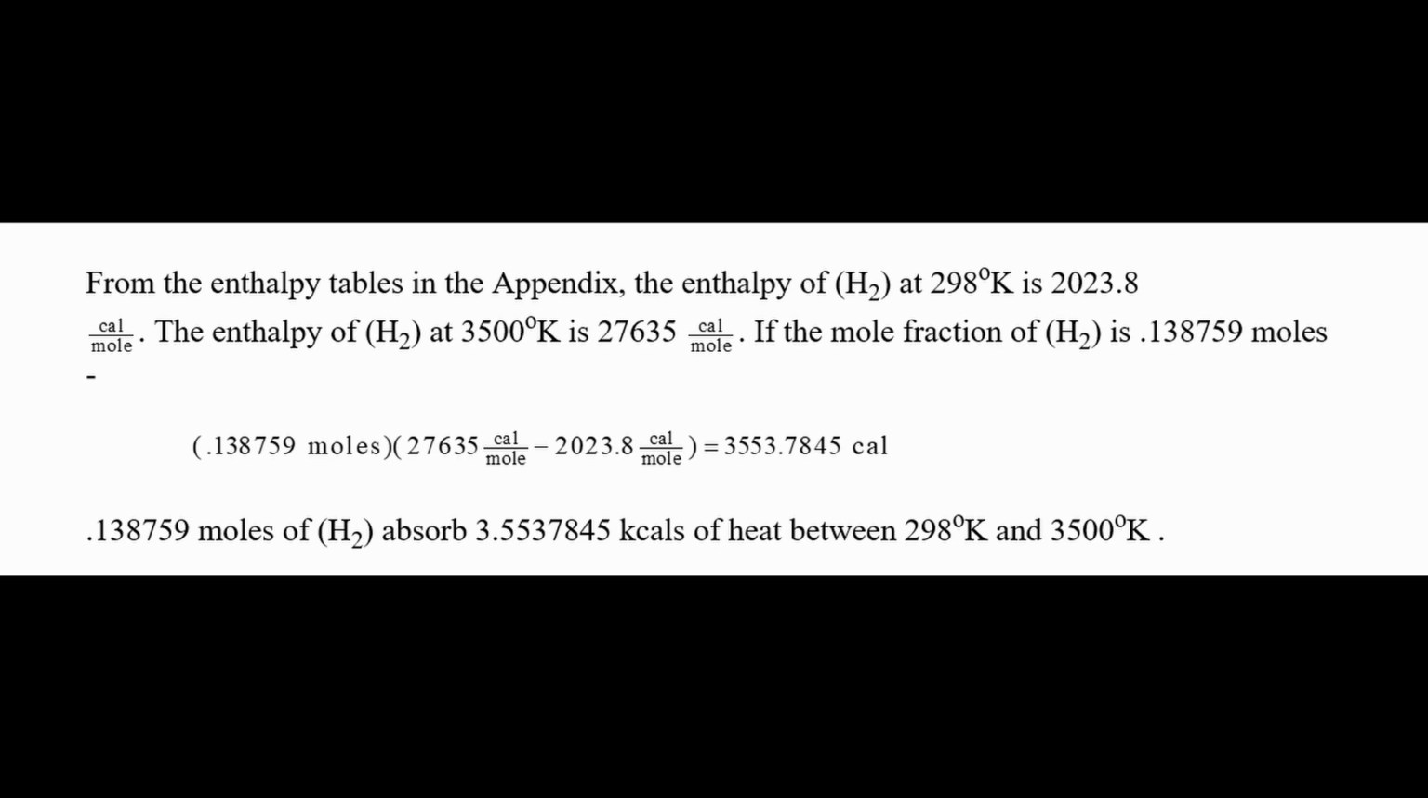The enthalpy of H2 at 298 K is 2,023 calories per mole. The enthalpy of H2 at 3,500 degrees Kelvin is 27,000 calories per mole. We found the mole fraction of H2 was 0.138 moles. So the enthalpy difference for H2 is 3,553 calories. So 0.138 moles of H2 absorb 3.5 kcals of heat between 298 K and 3,500 degrees K.